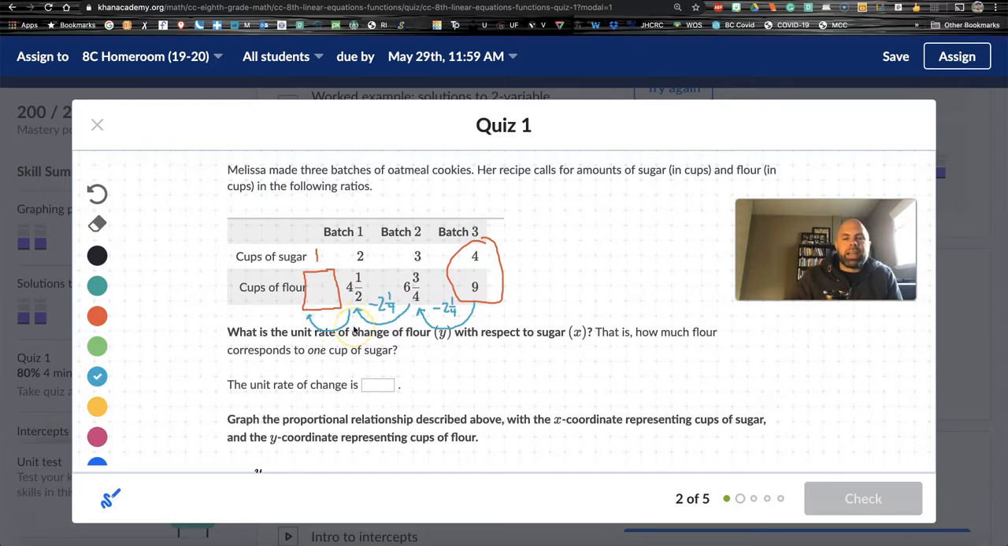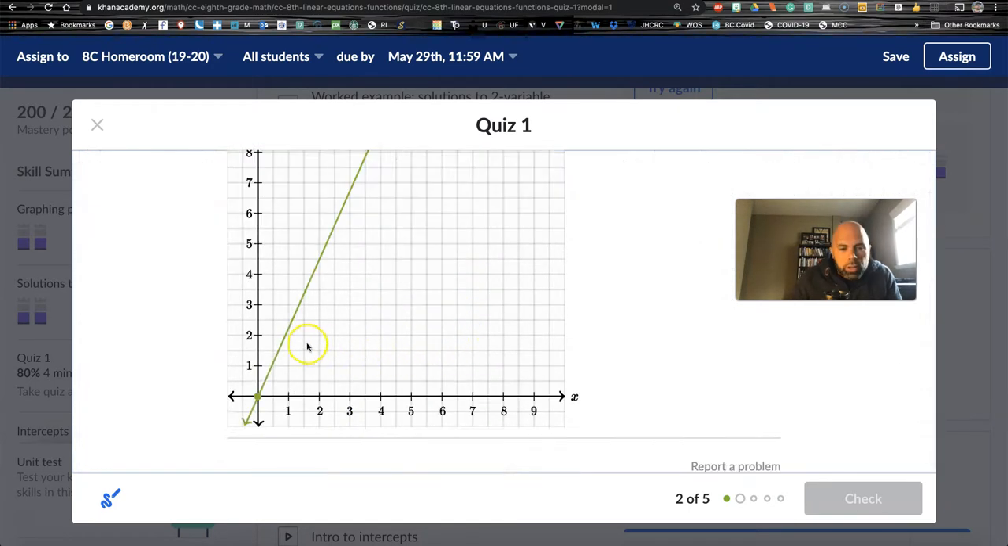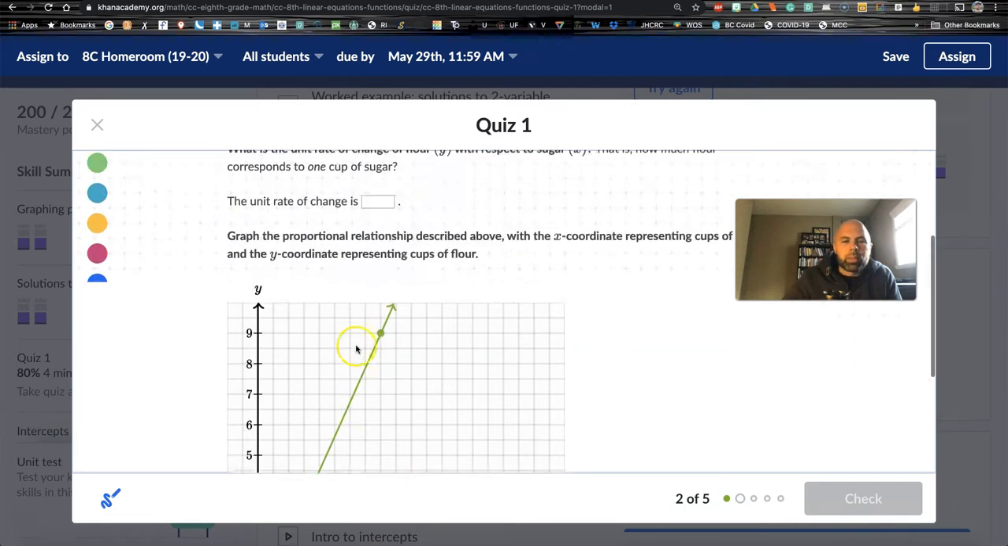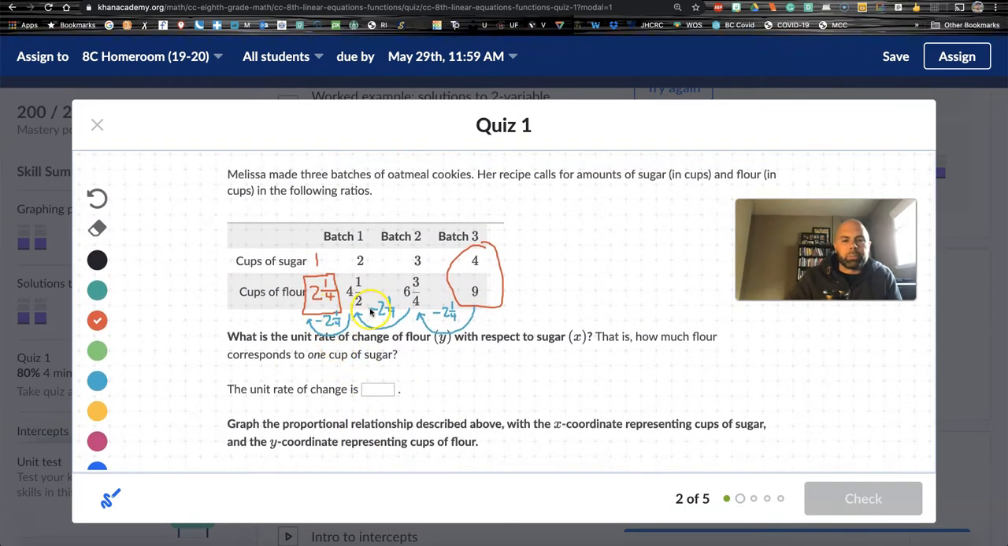So 4 1/2 minus 2 is 2 1/2. Subtract another quarter and I should get 2 1/4. So I was close. Looking at the graph, I was close, but my answer is going to be 2 1/4. And if you go back down to the graph, you can see that. I mean, to me, that looks like a half, but the math says it's going to be 2 1/4.